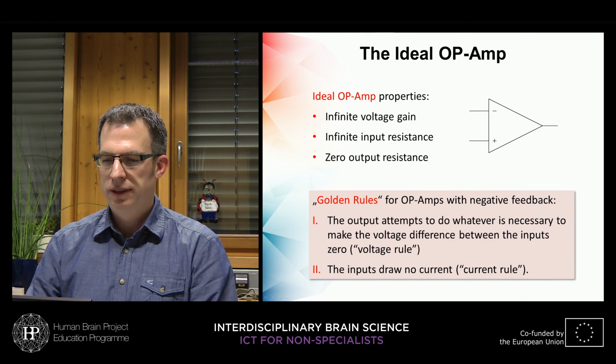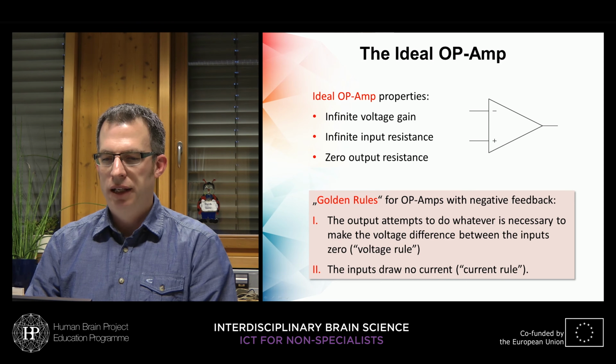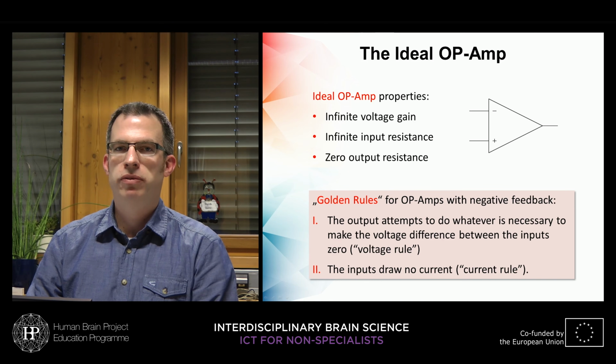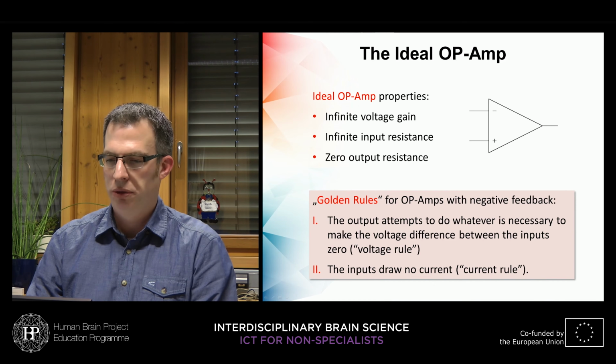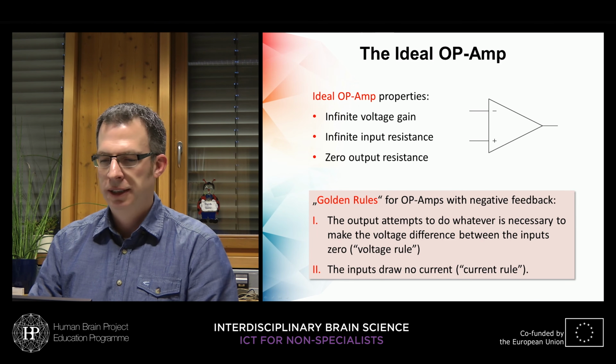So the input voltage is amplified by a factor that is infinite, and the input resistance is also infinite. So the resistance of the circuit at the input should be infinite, so no current is flowing into the inputs. And the output resistance is 0. So when supplying this output voltage, it can supply an arbitrary amount of current. Those are the ideal properties: infinite voltage gain, infinite input resistance, 0 output resistance.